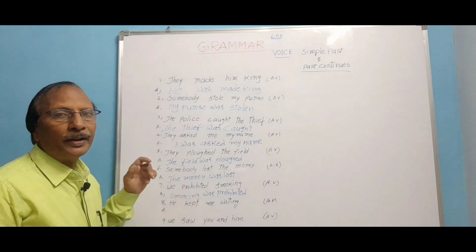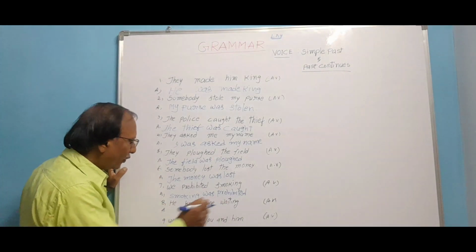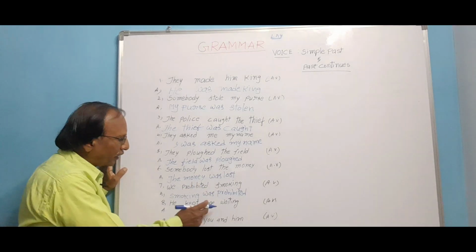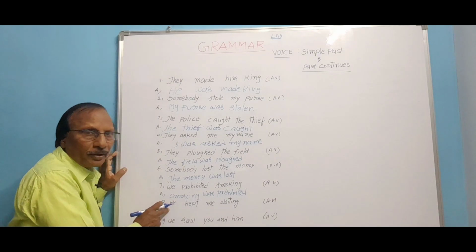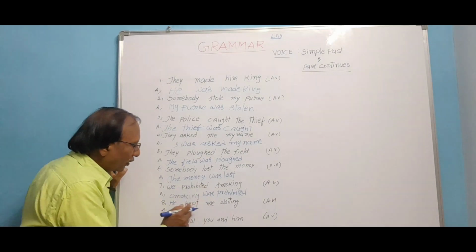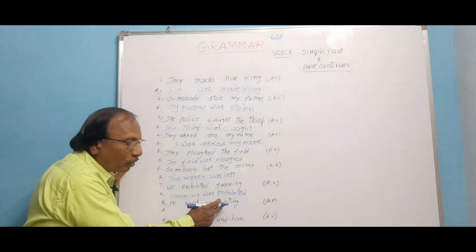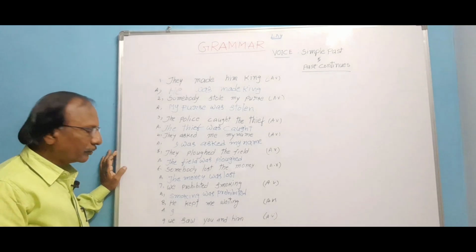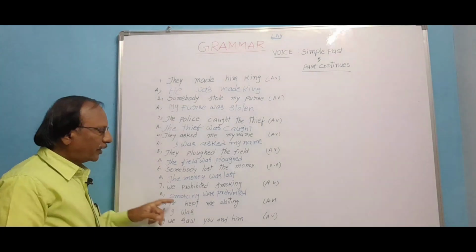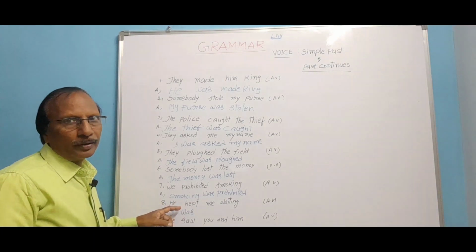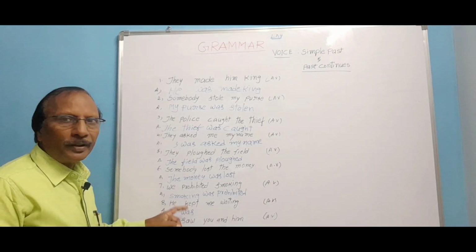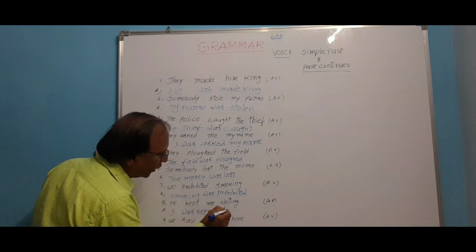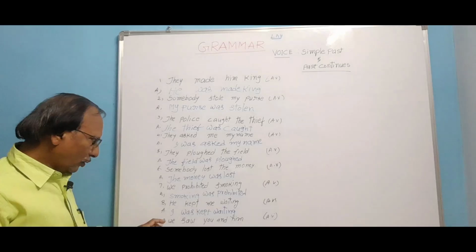He kept me waiting. What is the object here? Me. Me is the object. Kept is the verb. He is the subject. Subject, verb, object. Waiting is the complement, to complete the sentence. Me is changing to I. I was. Keep is the plain verb. Keep, kept, kept. So I was kept. I was kept waiting. That's all.